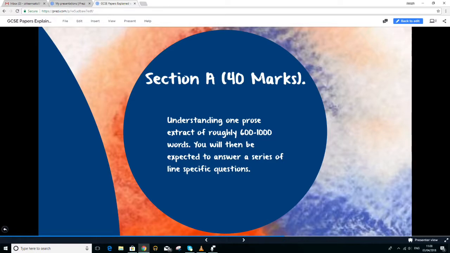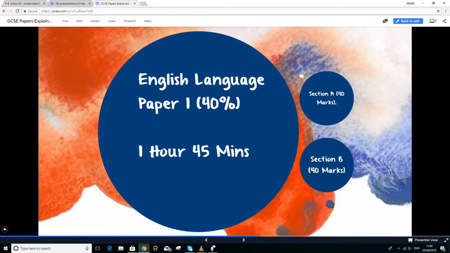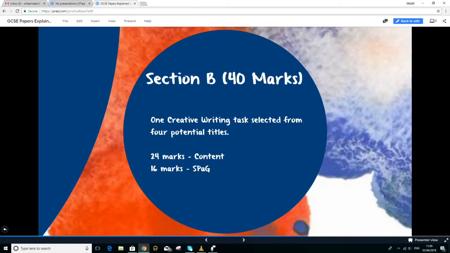The important thing with this one is to get a really rough idea of what the whole text is about. Okay, and then work methodically through the questions, as the questions will go, look at lines 1 to 7, answer these questions, then it'll be look at lines 8 to etc. So if you've read the whole article, the whole piece, and have an idea of what it's on about across the board, then you'll be in a really good position to be able to tackle every single one of those questions. Section B, however, is your creative writing.